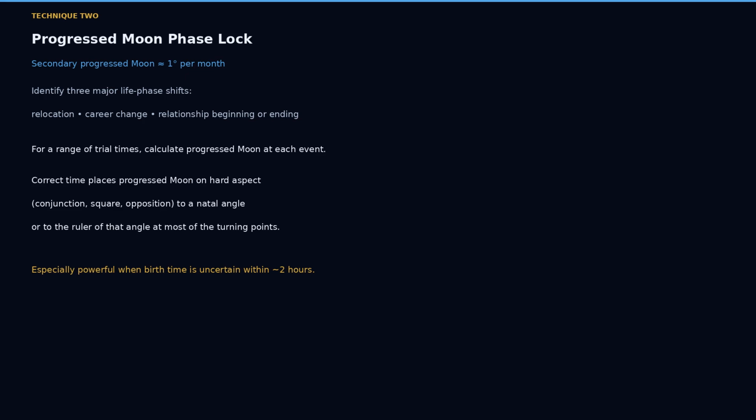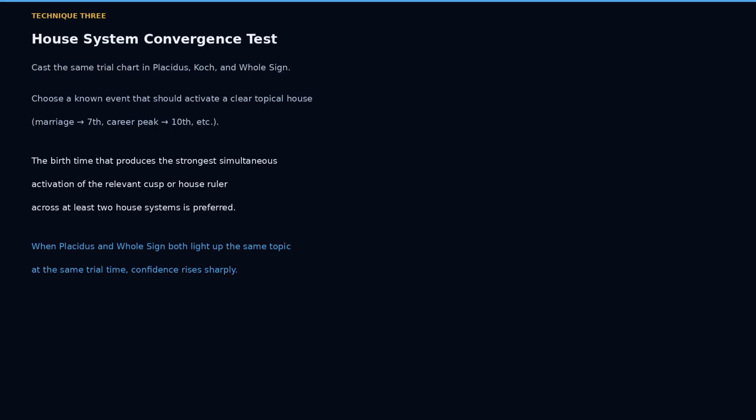Technique 3: House System Convergence Test. Cast the same trial chart in Placidus, Koch, and Whole Sign. Examine a known event that should activate a specific topical house, for example, marriage for the 7th, career peak for the 10th. The birth time that produces the strongest simultaneous activation of the relevant house cusp or house ruler across at least 2 house systems is preferred. When Placidus and Whole Sign both light up the same topic at the same trial time, confidence rises sharply.